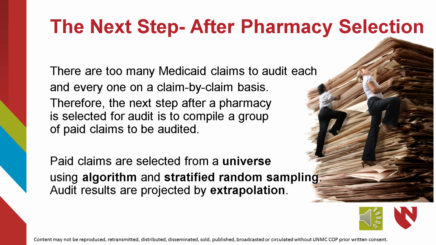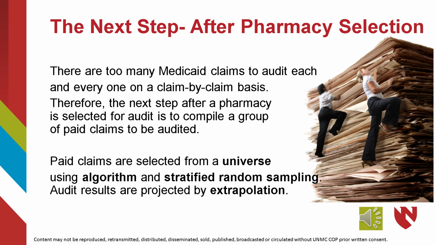So there's an algorithm that's used, stratified random sampling, and then the audit results are projected by extrapolation. So those are probably some different terms that we haven't used before. So I just want to take a minute to kind of define them. An algorithm is an automated formula or series of rules scaled against Medicaid claims data to detect abnormal transactions of potential overpayment or underpayment. So a focused algorithm can be applied to focus on certain audit criteria.